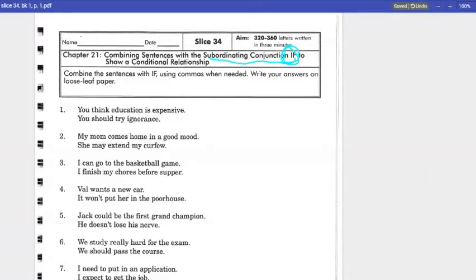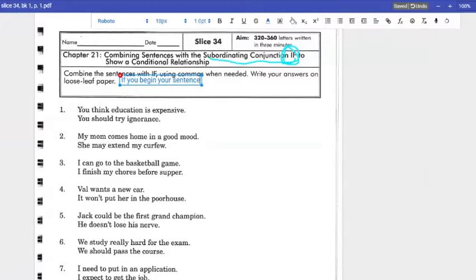So again, if you begin your sentence with if, and let me just type this little reminder for you. If you begin your sentence with the part that tells if, put a comma after the part, not after the word. Okay, so I'll show you how this works here.